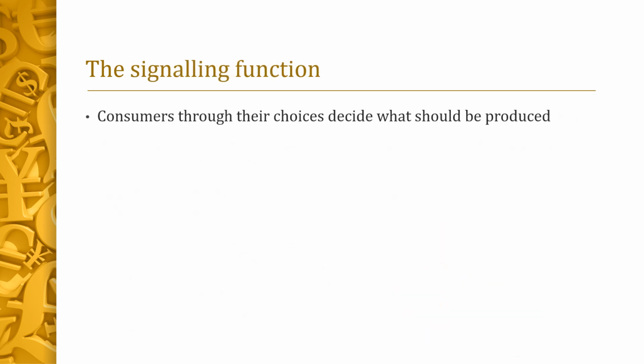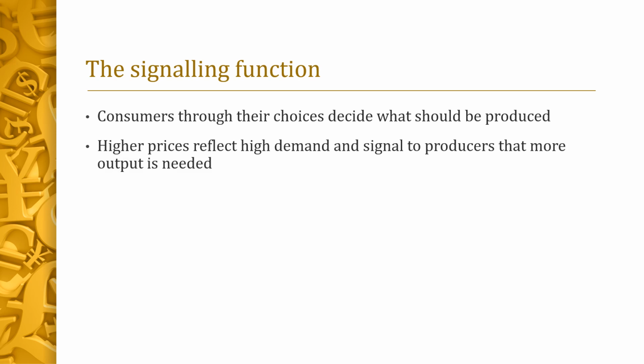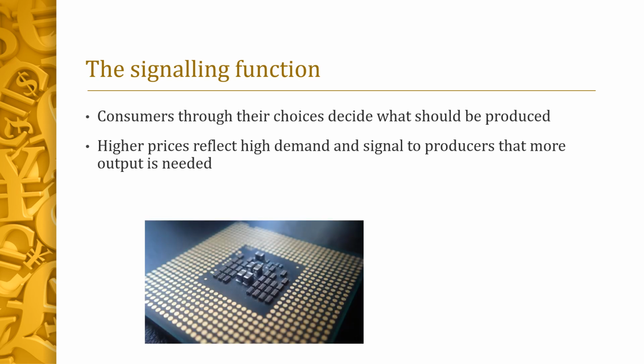Consumers, through their choices, decide what should be produced. Higher prices reflect higher demand and signal to producers that more output is needed. For instance, the market for computer chips has long suffered from a situation where there is more demand than supply. This has led to high prices. This, in turn, has led producers to begin to make additional factories to increase their output. Currently, there are a large number of big producers in the sector, greatly increasing their capacity.